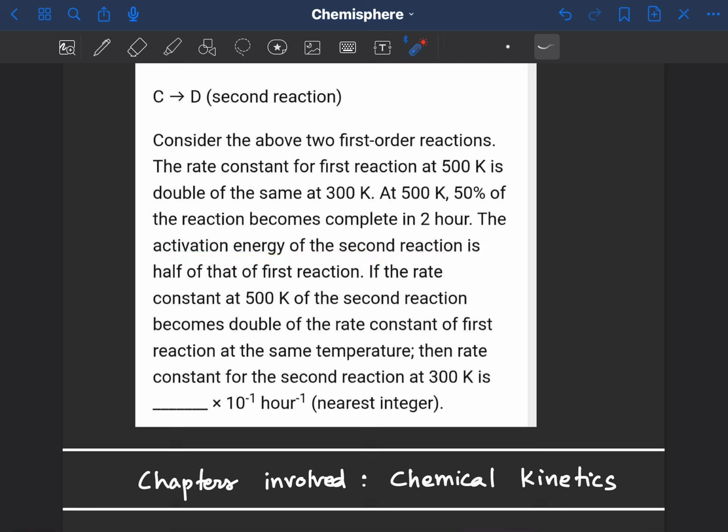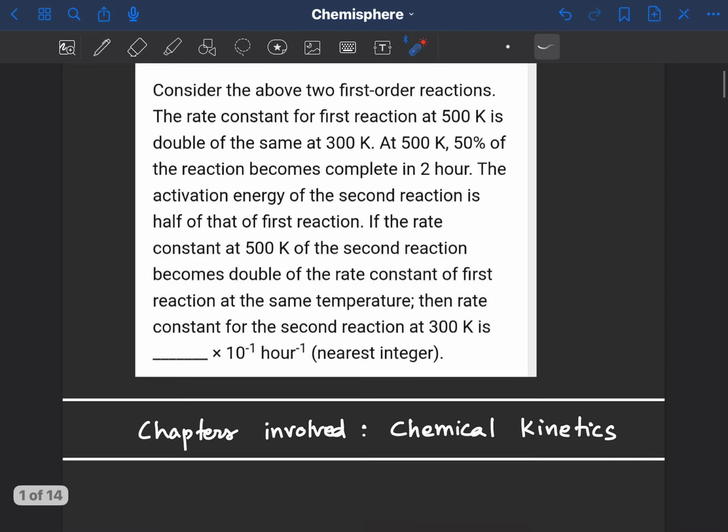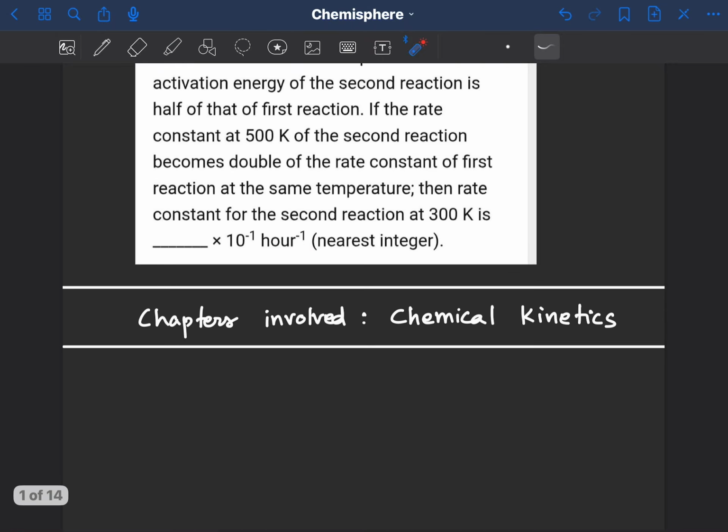If the rate constant at 500 Kelvin of the second reaction becomes double of the rate constant of the first reaction at the same temperature, then the rate constant for the second reaction at 300 Kelvin is dash into 10 to the power minus 1 hour inverse. So the chapter involved is chemical kinetics, and I will quickly write down the details that have been given to us.